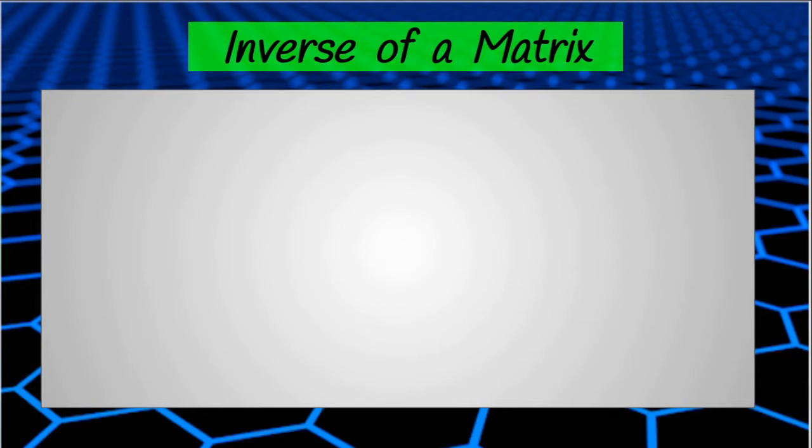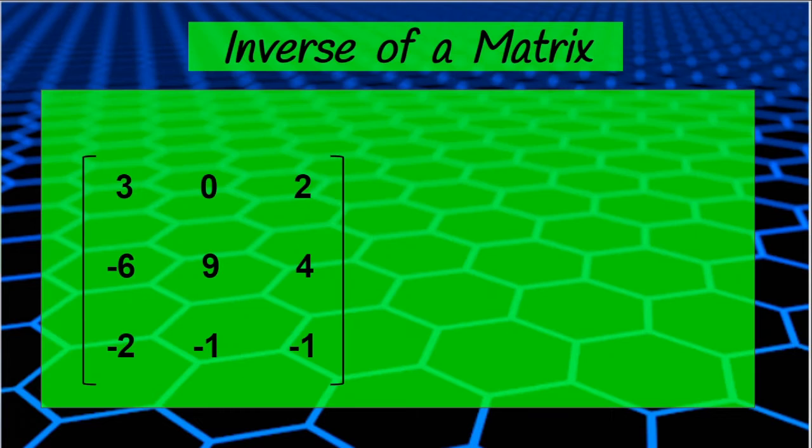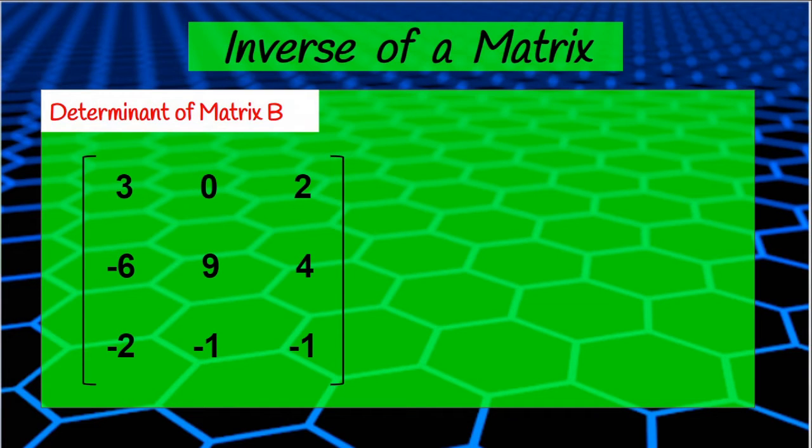Now there's a basic formula I would like to highlight first. When given a certain matrix B as this, the inverse of B is 1 divided by the determinant of B multiplied by the adjugate of matrix B. So let's start by finding the determinant of matrix B.